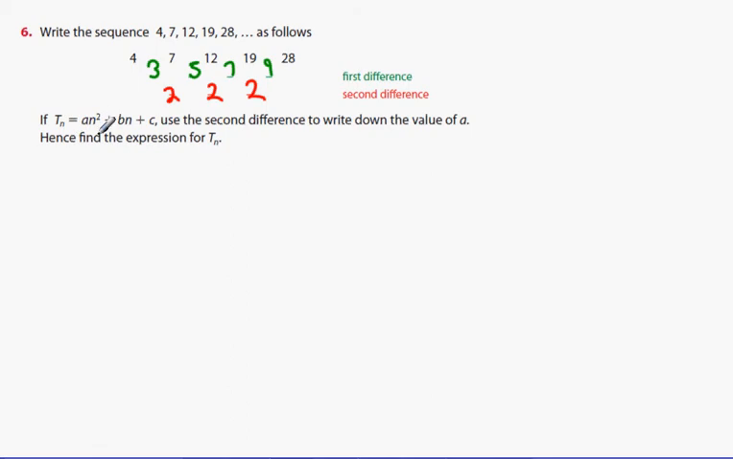If Tn equals An squared plus Bn plus C, use the second difference to write down the value of A. The value of A is a half of the second difference. A half times 2, A equals 1. How many people got that far? Okay, grand. Next part. Hence find an expression for Tn.